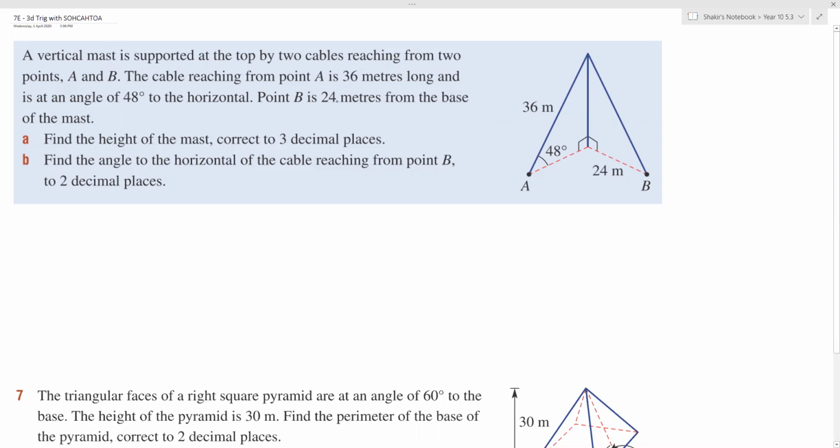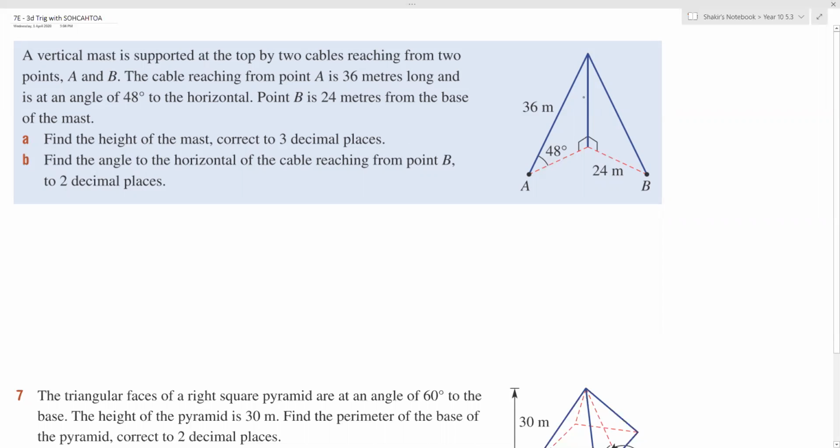A vertical mast is supported at the top by two cables reaching from 2 points A and B. The cable reaching from point A is 36 meters long and is at an angle of 48 degrees to the horizontal. Point B is 24 meters from the base of the mast. Find the height of the mast corrected to 3 decimal places.